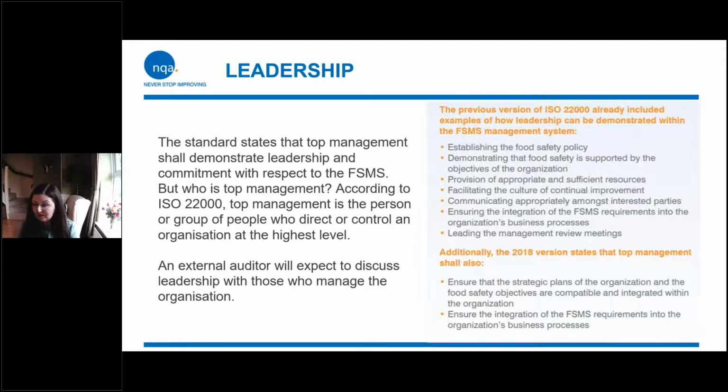And when an external auditor comes to audit you, they will expect to discuss this with them, not with their designated person, not with the quality manager, not with the technical manager. Ultimately, the top management is responsible. So we need to understand that they actually understand what the food safety management system is.